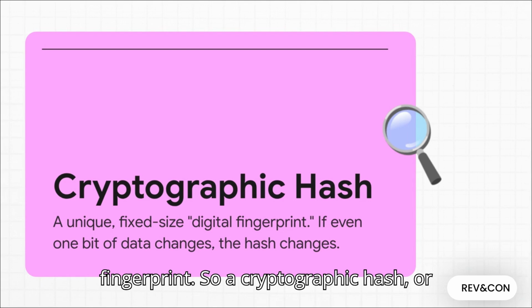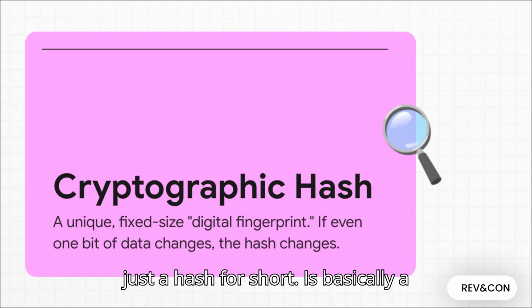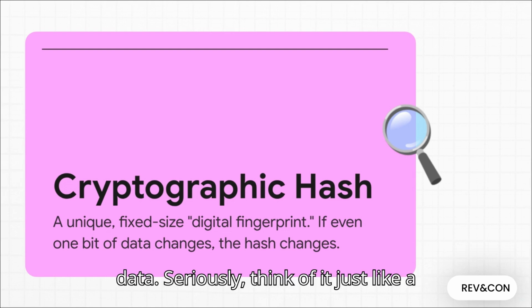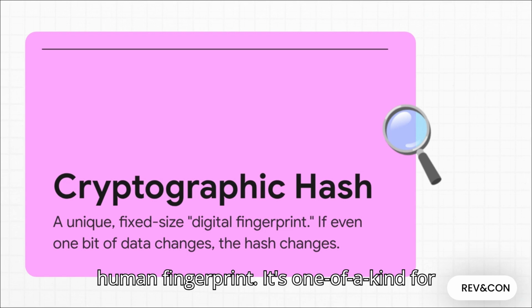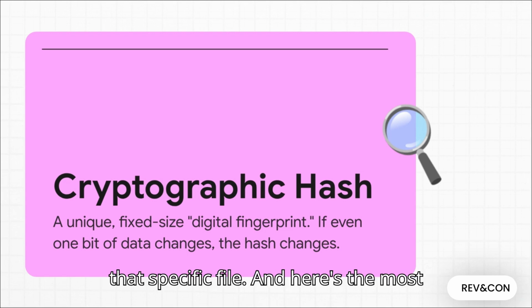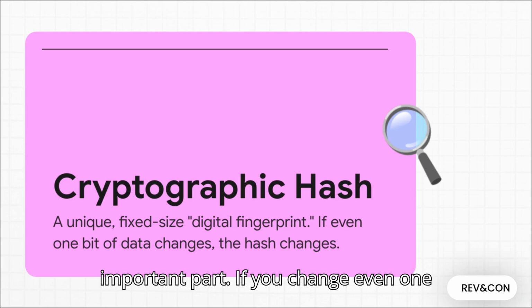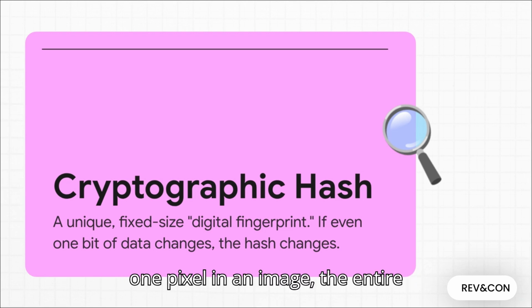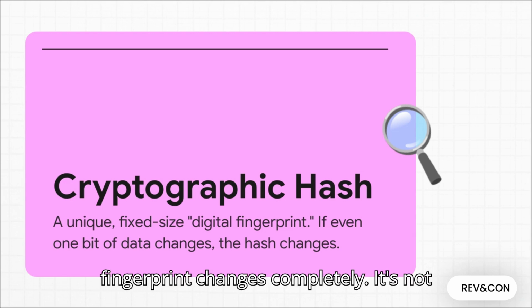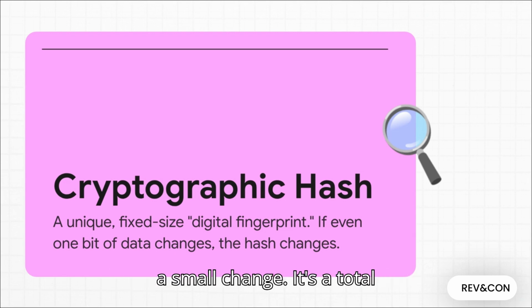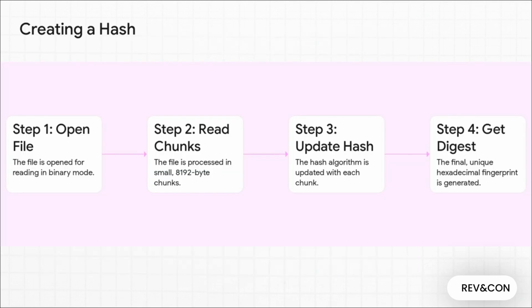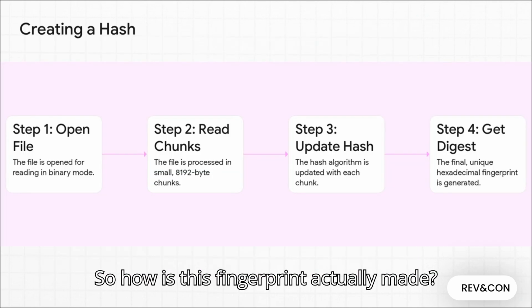So a cryptographic hash, or just a hash for short, is basically a unique signature for any piece of digital data. Seriously, think of it just like a human fingerprint. It's one of a kind for that specific file. And here's the most important part. If you change even one tiny bit of that data, a single letter, one pixel in an image, the entire fingerprint changes completely. It's not a small change, it's a total transformation. There's zero ambiguity.